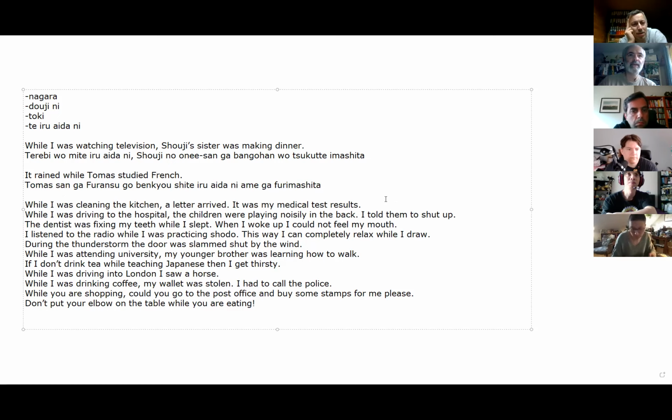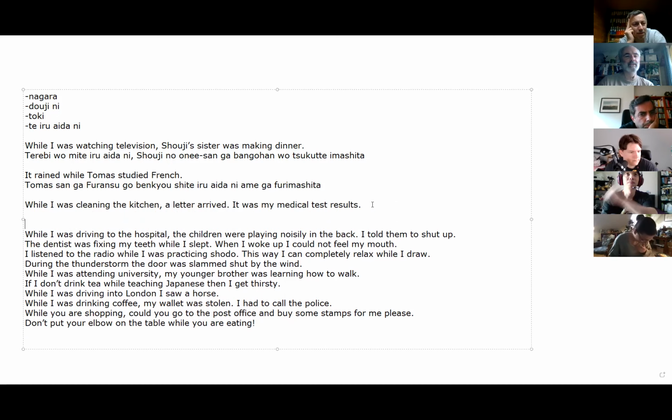David, while I was cleaning the kitchen, a letter arrived. It was my medical test results. I think technically you can use nagara, but only if they push it through the letterbox very slowly. Well, no, I think you can use nagara providing you're the one who's delivering the letter. Okay, so I can't do that one. It's not instantaneous, so I can't use doji ni. Good. Toki, I think you can use that. Mm-hmm. And te iru aida ni, yes, you can. I'd probably use te iru aida ni because you don't know at what point it arrived.